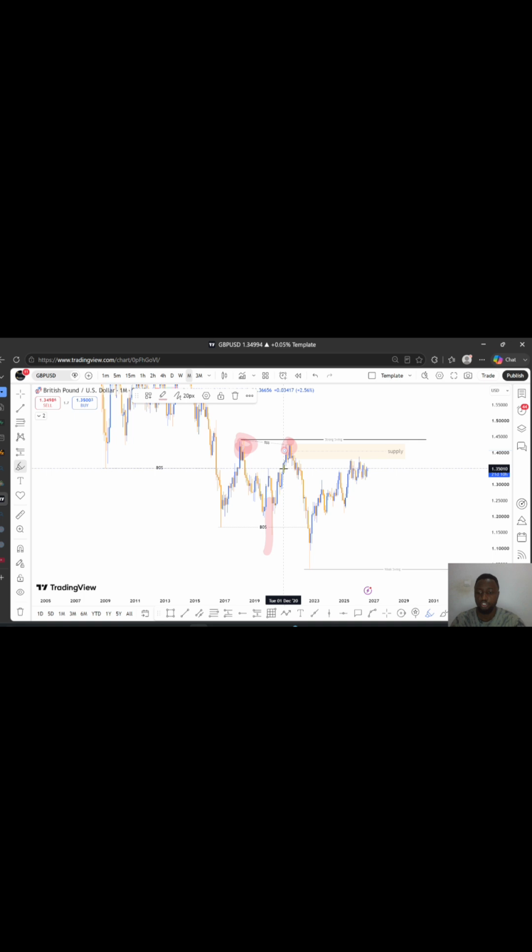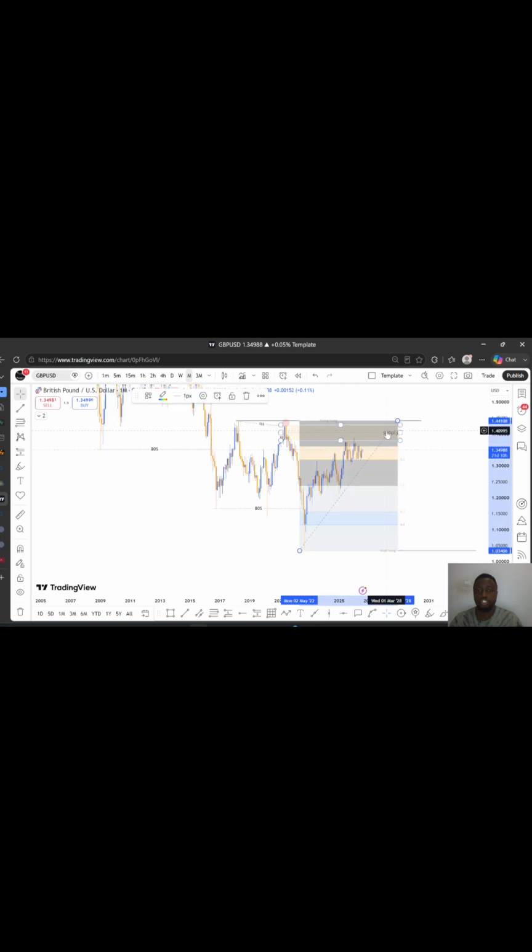So we now have our breakout structure, our swing, our strong swing, and the next thing I do for my trading strategy, I fix in my Fibonacci tool. I'm going to take away this one. I fix in my Fibonacci tool, then I find my optimum trade entry, OTE, and this is exactly where my optimum trade entry falls.